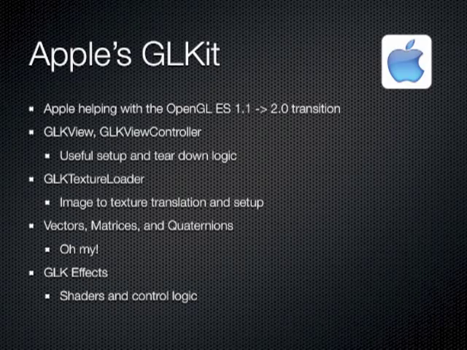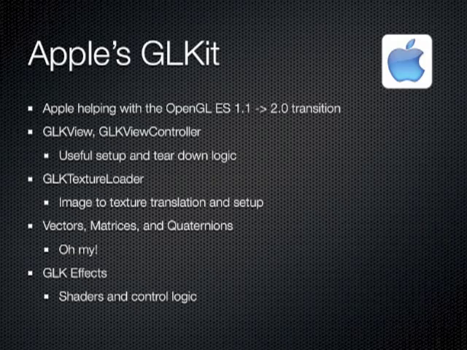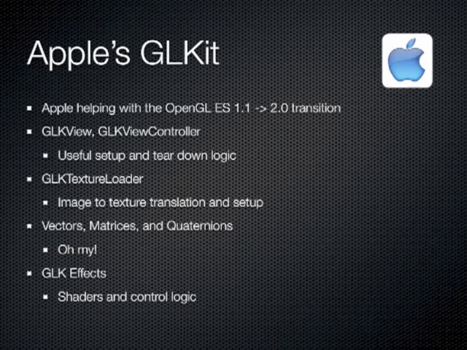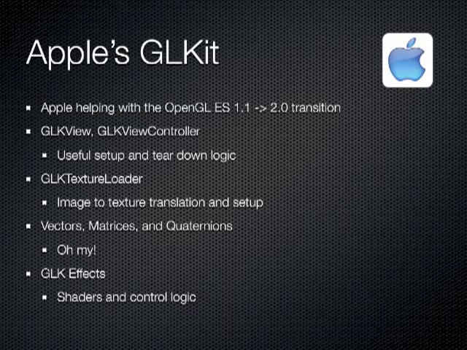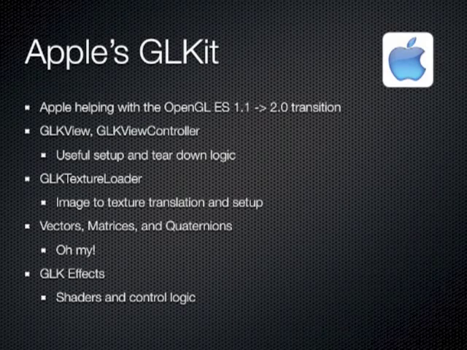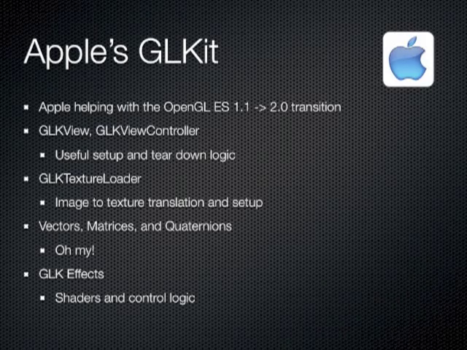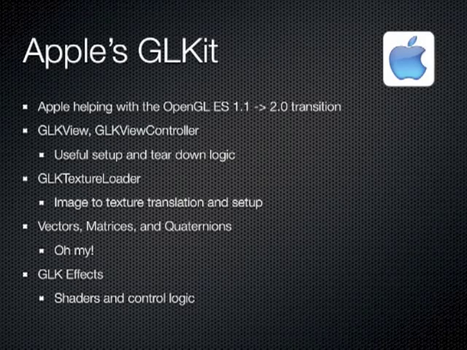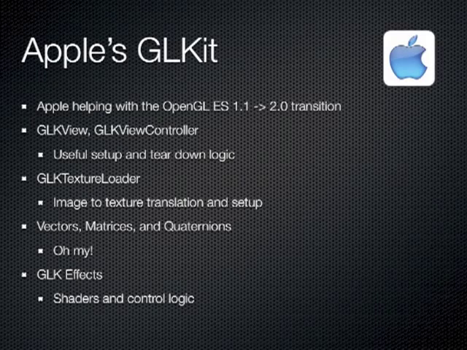Now, although in a different category, GLKit is also very useful and definitely worth a look. This was the toolkit that Apple came out with to help with the 1.1 to 2.0 transition. That is when we were losing all that fixed functionality in OpenGL ES 1.1 and moving to 2.0 shaders. So they provided a lot of that fixed pipeline functionality in a 2.0 form. There are things like the GLKView and the GLKViewController, and those are great for the setup and teardown logic, which can get a little complex when you're dealing with this stuff.